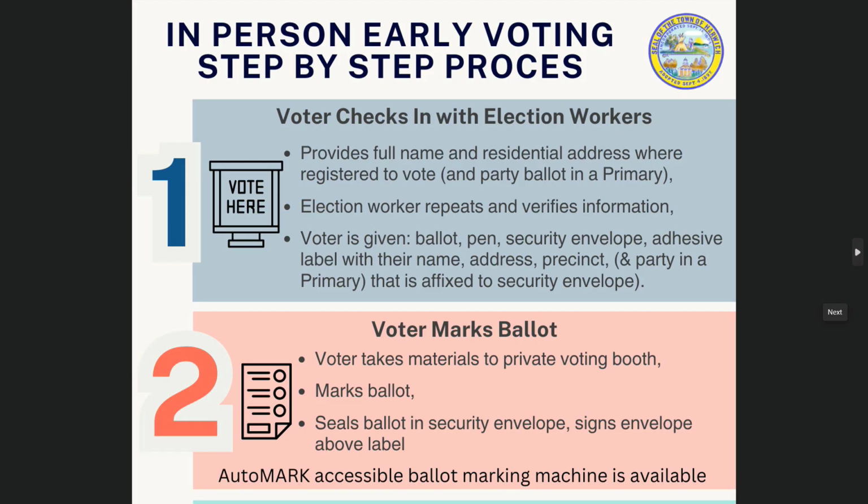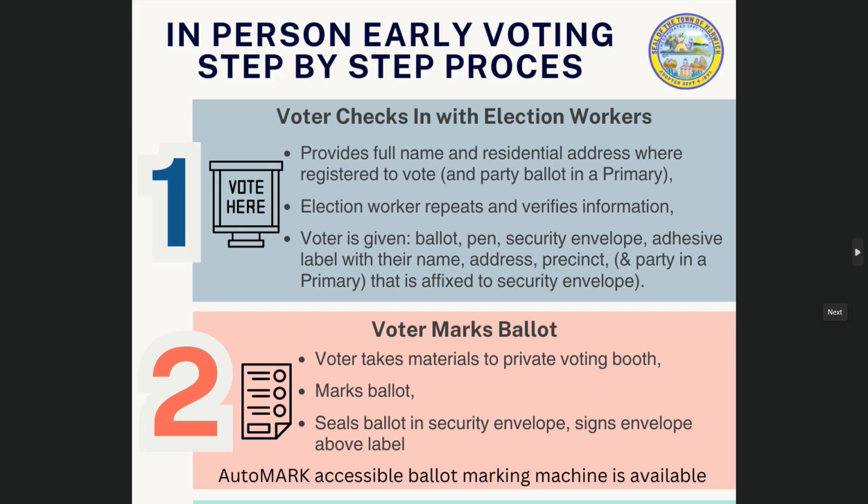It's going to look very similar to voting in person on election day. You're going to give your name and address to an election worker. That election worker is going to check you in, and they're going to issue you a ballot. There will be voting booths set up in this designated area, so you can take your ballot. You'll go to one of those voting booths and mark your ballot.